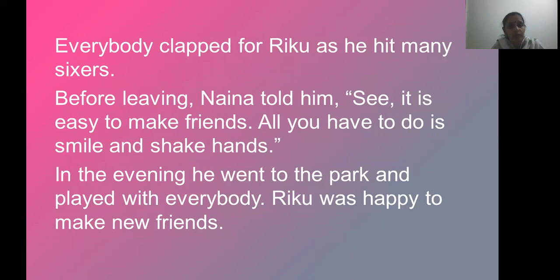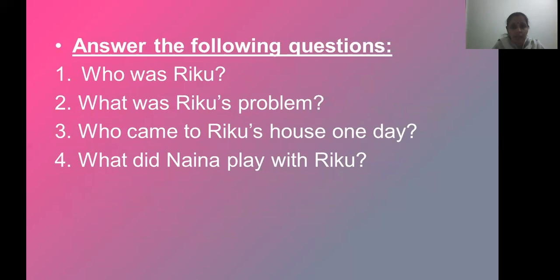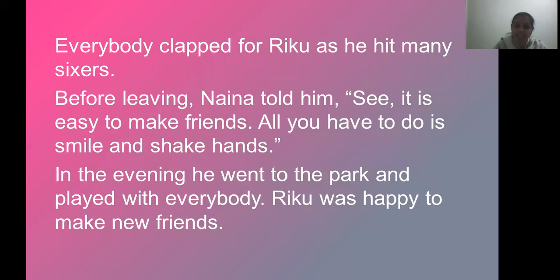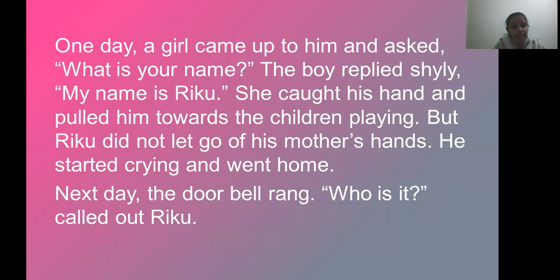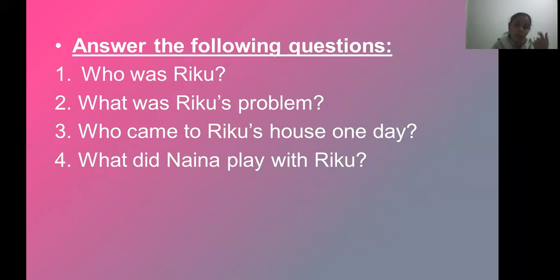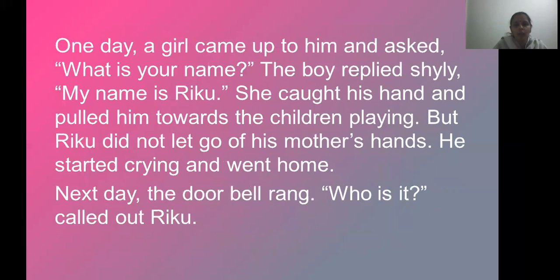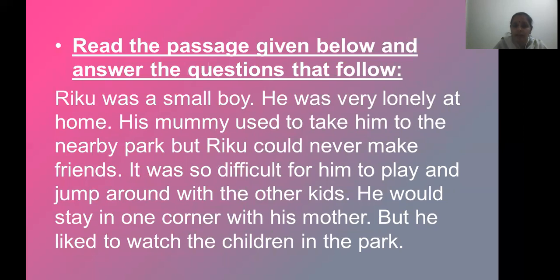So, understood, children? Now, shall we see what are the questions? Okay. Answer the following questions. So we have the questions here. Who was Riku? Let's go to the passage and see who was Riku. Riku was a small boy, right? Now let's see the next question. What was Riku's problem? Yes, Riku could never make friends. It was so difficult for him to play and jump around with the other kids.